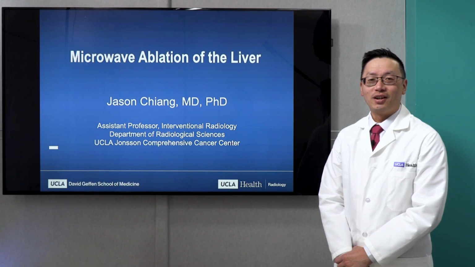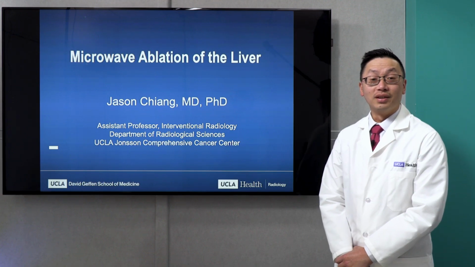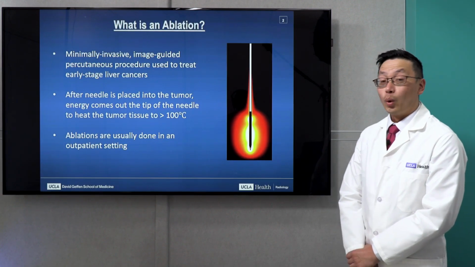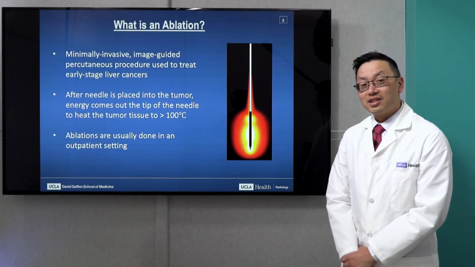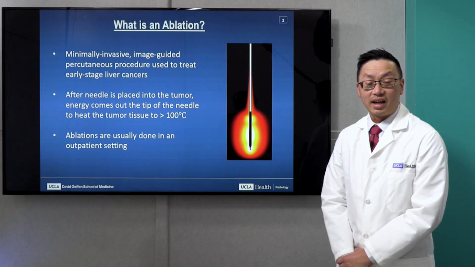I'm an interventional radiologist in the Department of Radiology at UCLA, and I'd like to talk to you today about microwave ablation of the liver. So what is an ablation? An ablation is a minimally invasive, image-guided procedure used to treat early-stage liver cancers.